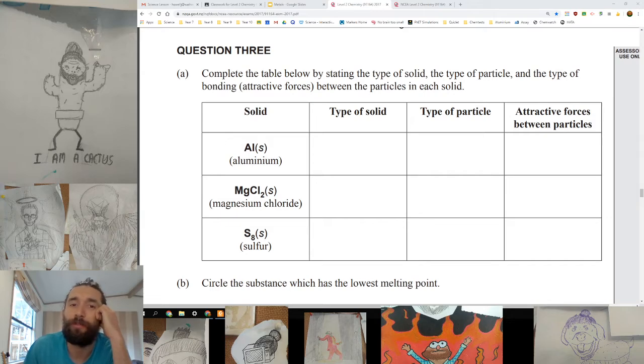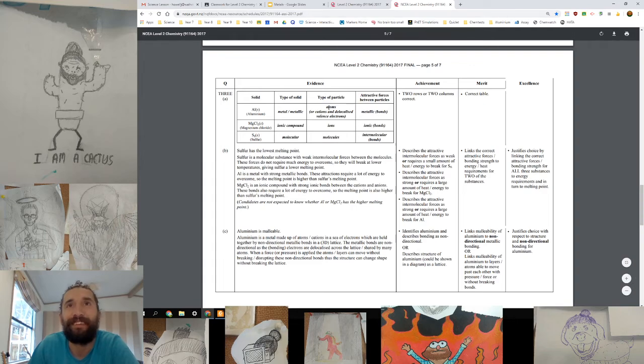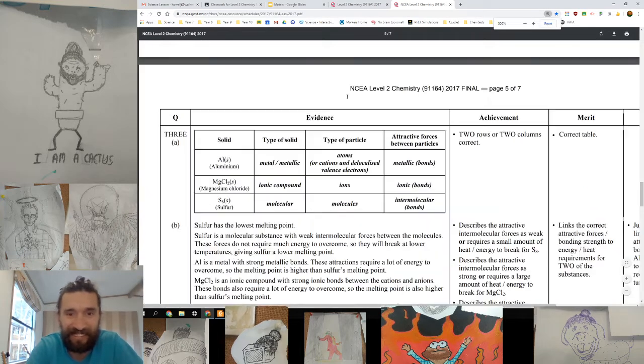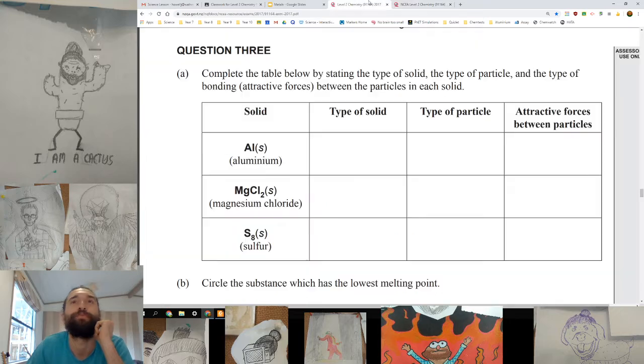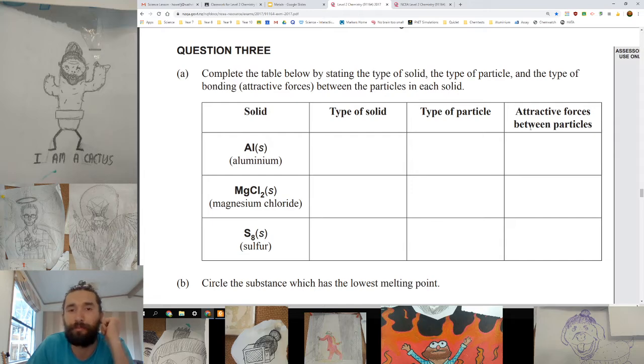Anyway, first I'm going to ask you the type of solid, metal, type of particle, and this is one which time and time again, even NCEA change what they want you to say for this, but I'm going to tell you what I say for this is I call them atoms and delocalized electrons. All right, so here what they have for the actual answer is atoms, definitely the type of particles, or you can say cations and delocalized valence electrons, but just atoms and valence electrons is completely fine. And the attractive forces between the particles is going to be metallic bonds.